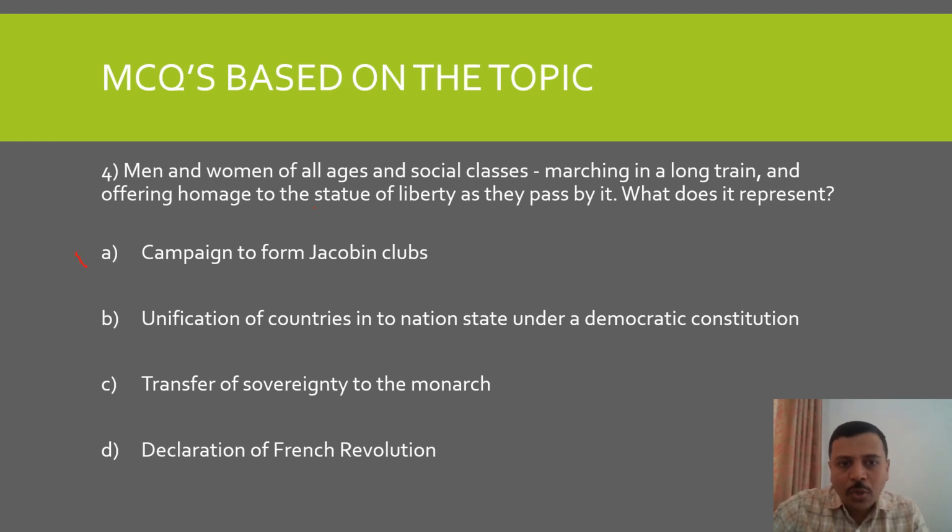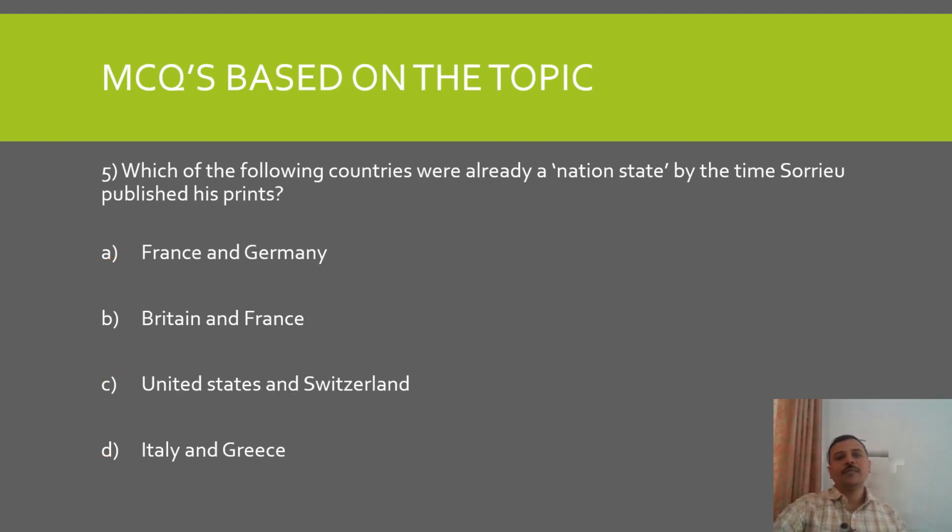A, campaign to form Jacobin clubs, unification of countries into nation state under a democratic constitution, transfer of sovereignty to the monarch, or declaration of French Revolution. So, my dear students, the other options are too unlikely to be considered. The only correct answer is unification of countries into nation state under a democratic constitution. So I hope these things are clear to you. I hope you are getting these questions.